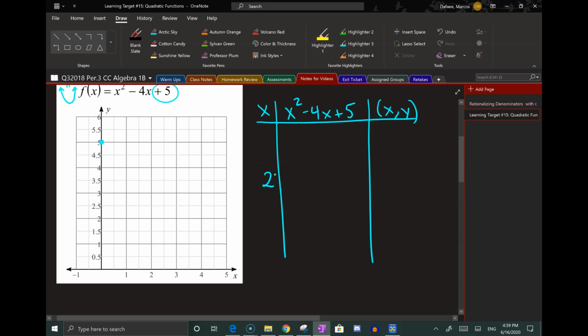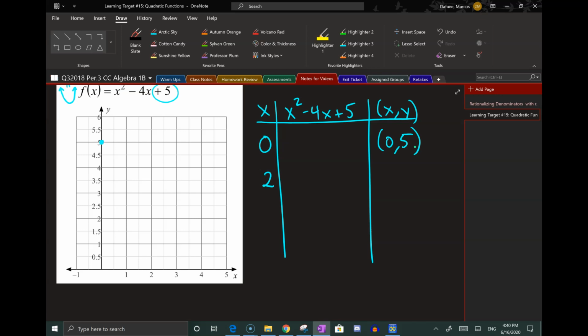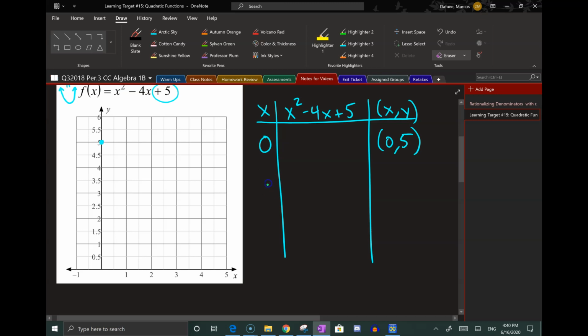Okay, now the reason I'm putting it down there is because I know when x is 0, I'm already going to get 0, 5. So I'm putting 2 there just so that it follows a sort of logical sequence as you go down the table. All right. In fact, I'm going to move it even further just so I can leave room for 1 if I need to.